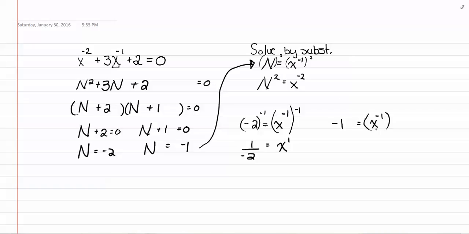Raise both sides to the -1 power. So on this one, I can raise a power to a power, multiply the powers together, I get x to the 1 equals. And then this -1 exponent means 1 over this base, which happens to be just the number -1 again. So your two solutions are -1/2 and -1.